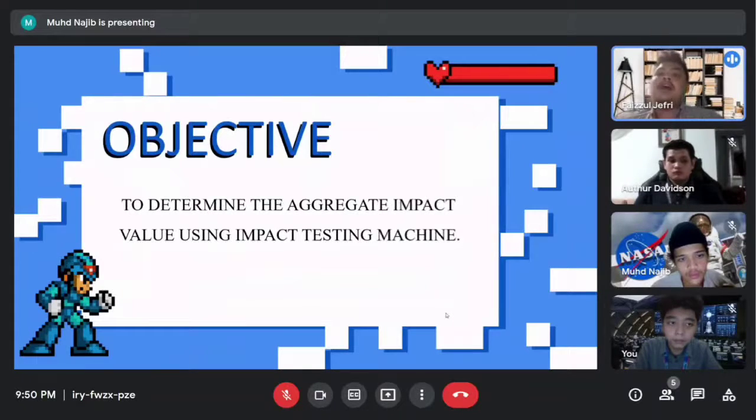So, what is the objective for this experiment? It is to determine the aggregate impact value using impact testing machine.